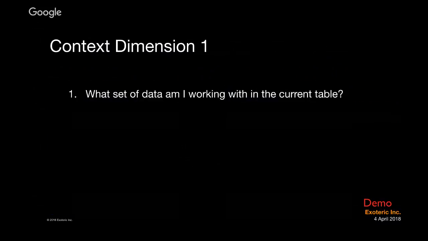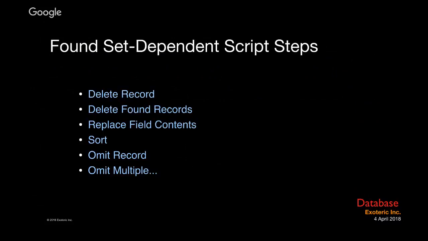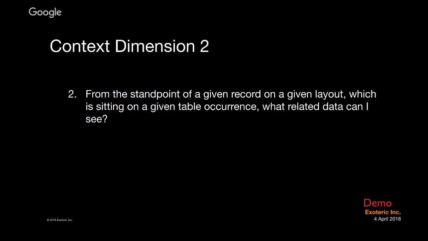So as I said, there are two contexts to dimension. And the first context is, what set of data am I working with in the current table? And some found set dependent script steps. Think of delete record, delete found records, replace field contents, sorting, omitting records, omitting multiple. That's all part of answering the question, what set of records am I working with? Well, the second context of dimension asks the question, from the standpoint of a given record on a given layout, which is sitting on a given table occurrence, what related data can I see?